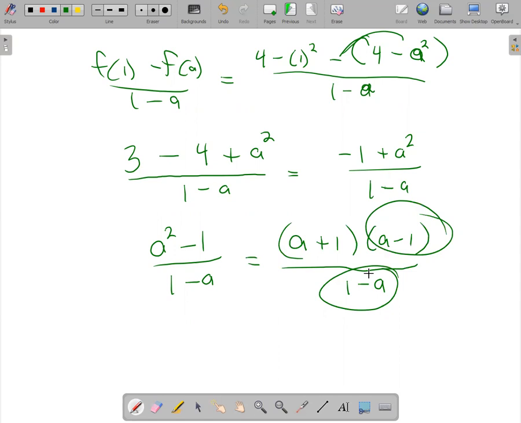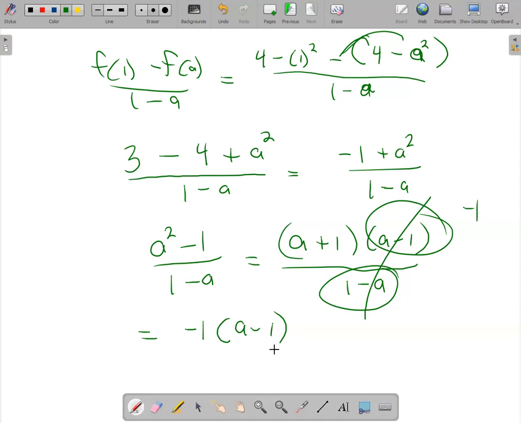3 divided by negative 3 is what? Negative 1. 5 divided by negative 5 is what? Negative 1. Negative 10 divided by 10? A number divided by its opposite is always negative 1. So this reduces to negative 1 right there. So this reduces down to the negative 1 times a plus 1.